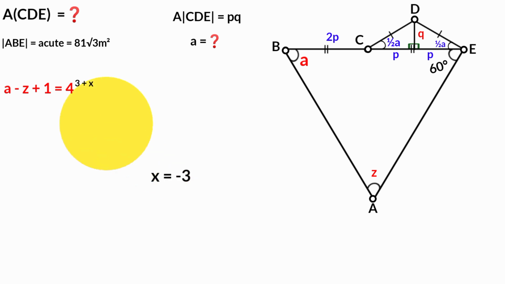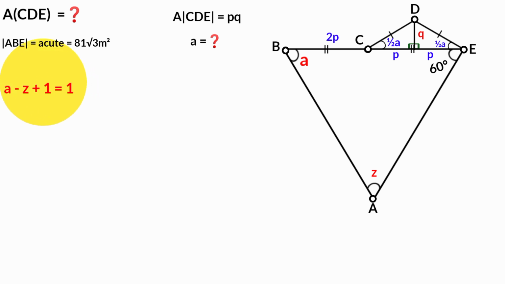Substitute x equal to minus 3 here. a minus z plus 1 equal to 4 raised to the power 3 plus minus 3. Plus minus 3 is minus 3. 3 minus 3 is 0. So a minus z plus 1 equal to 4 raised to the power 0. Any number raised to the power 0 is 1. So 4 raised to the power 0 is 1. Now a minus z plus 1 equal to 1.